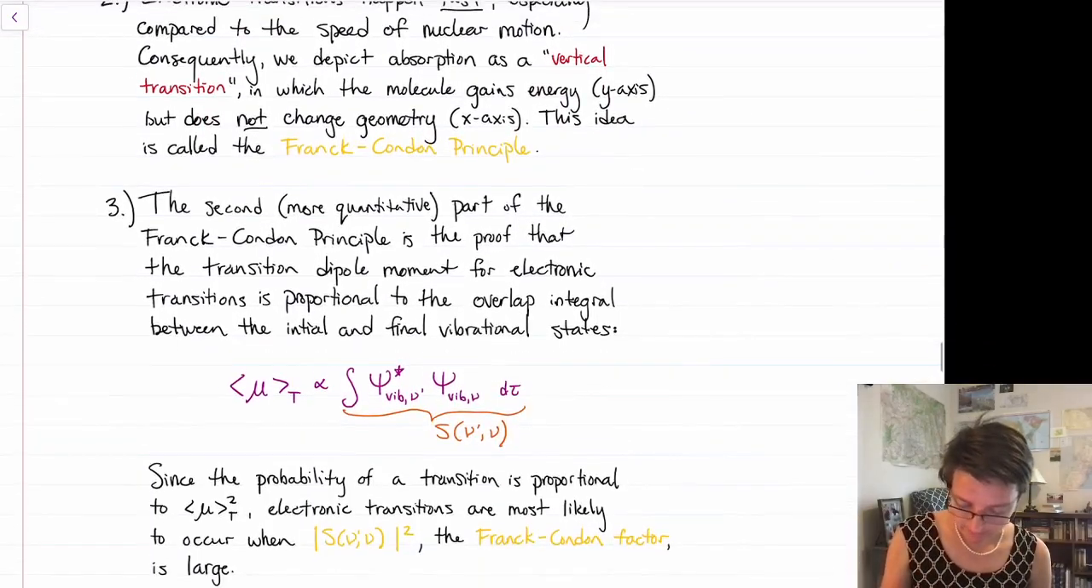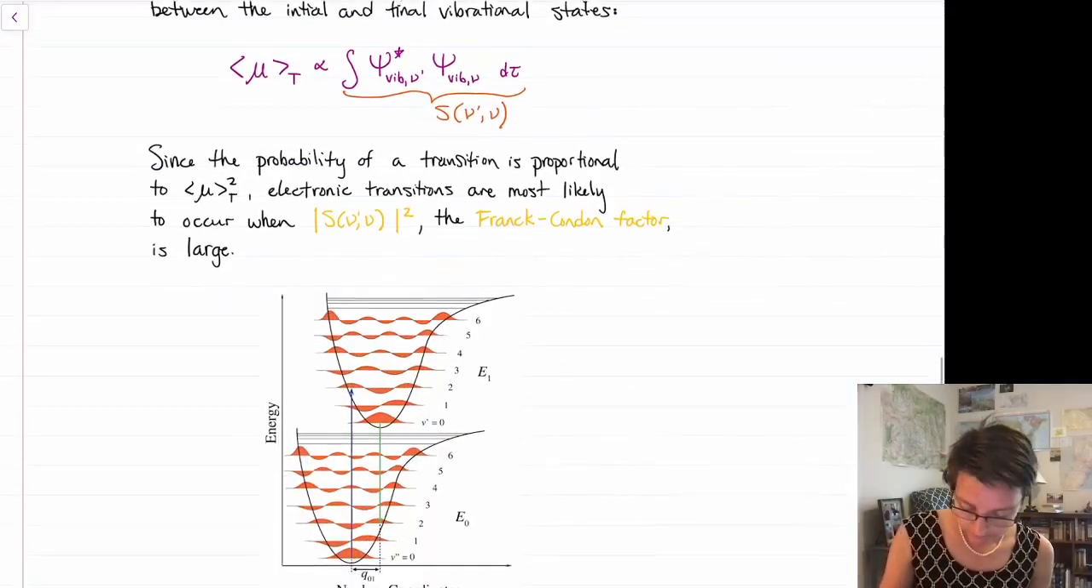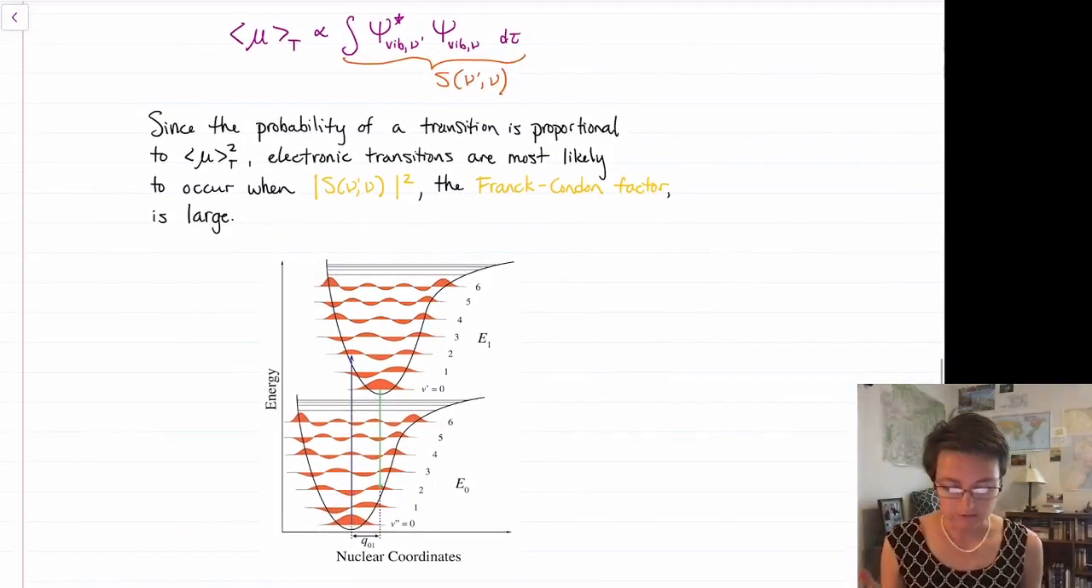There's a second follow-up or half to the Franck-Condon principle, and it's a proof that the transition dipole moment for electronic transitions, again, that transition dipole moment is what governs the probability of a transition, is proportional to the overlap integral between the initial and final vibrational states. And so it's helpful as chemists to compute what's called a Franck-Condon factor, the magnitude of the overlap squared, because where that factor is large indicates to us what transitions are most likely to occur.